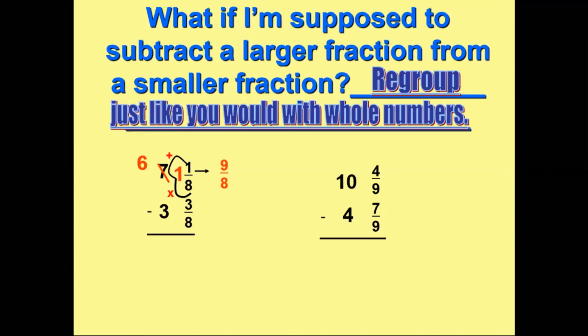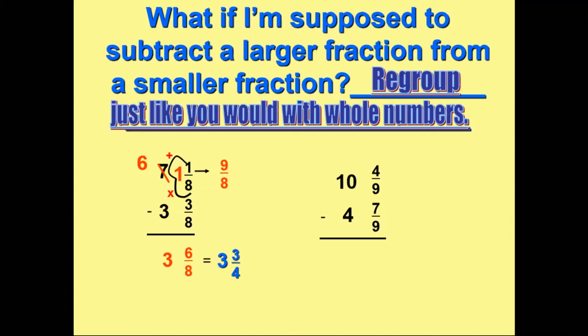So 6 minus 3 is 3. And the other one is 9/8 minus 3/8 equals 6/8. Since 6/8 has a common factor, to get the GCF, 6 and 8 have a 2. So 6 divided by 2 is 3, and 8 divided by 2 is 4. So you have a new mixed fraction, 3 and 3/4.